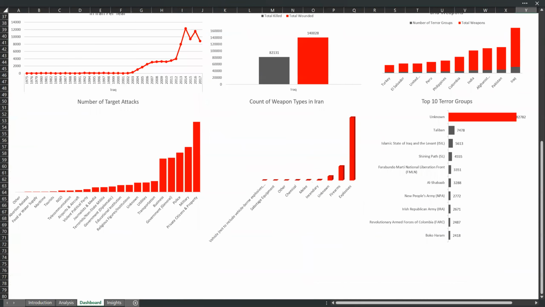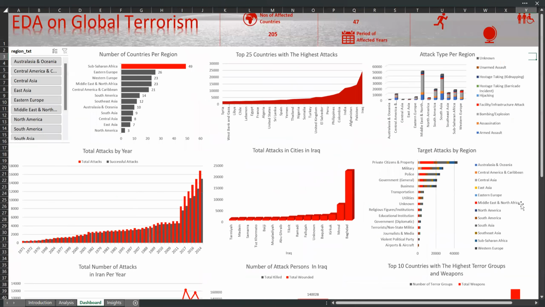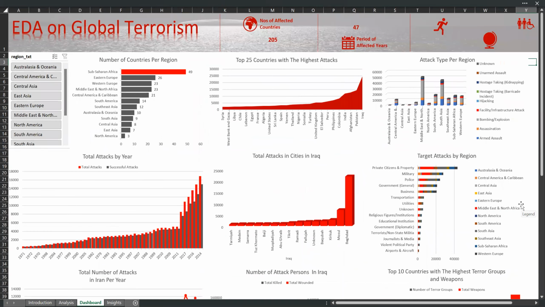And next was to create my dashboard. So this is my dashboard. The number of affected countries, including islands, for this data set was 205, and the number of affected years is 47. The least year was 1970, and the highest was 2017. So here includes the number of countries.